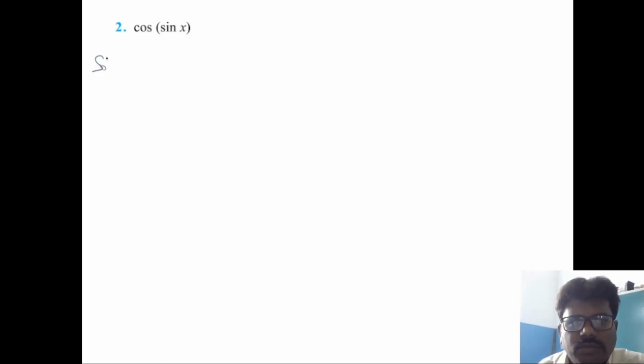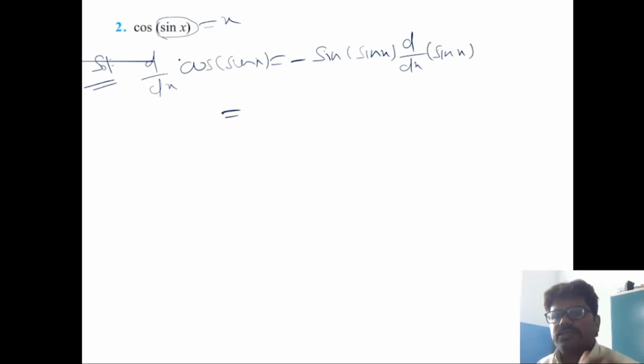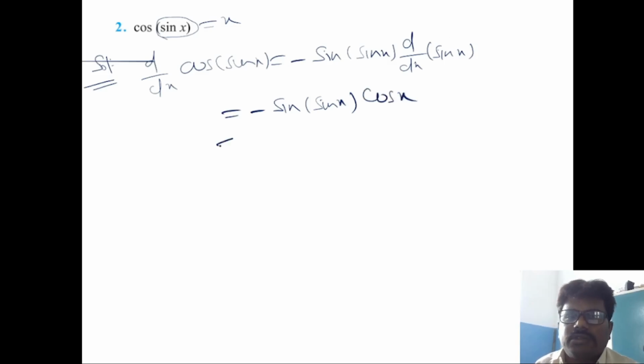Next, second question: cos of sin x. Same here, let this function be x, then it will look like cos x. So the differentiation of cos x is minus sin x, as we know. And we have to find the function of function derivative. So here the function of function is nothing but sin x. So minus sine of sin x. Here the differentiation of sin x is cos x. So this is our answer.